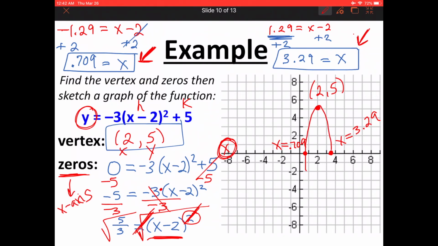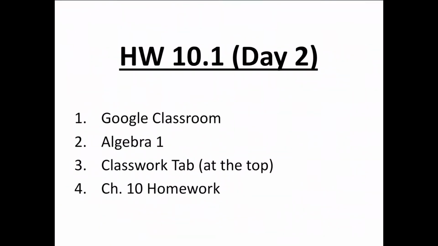So what do you notice if I connect my vertex to my zeros? My parabola is actually opening down, so it's upside down, okay? And make sure that we put those arrows there at the end of the parabola. The arrows mean that the parabola keeps going, all right? And there is our lesson for 10-1 day 2.